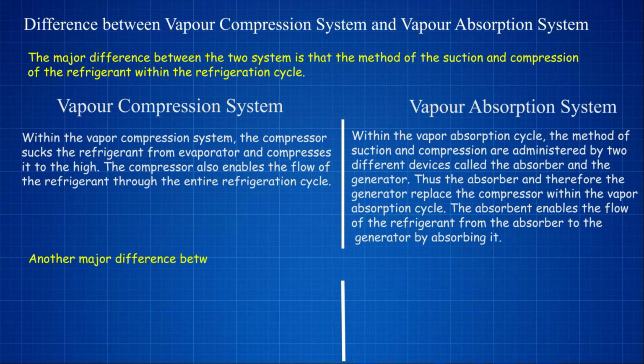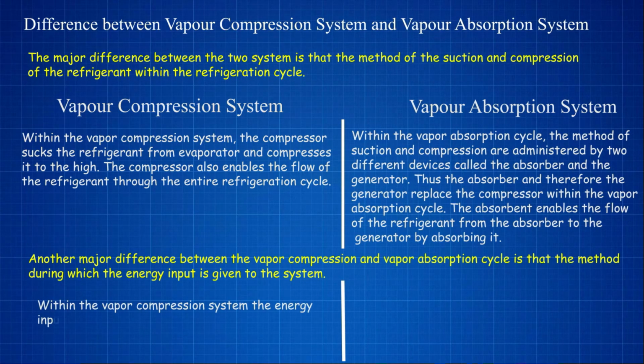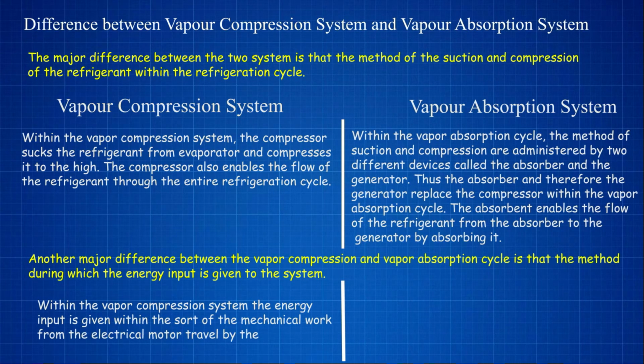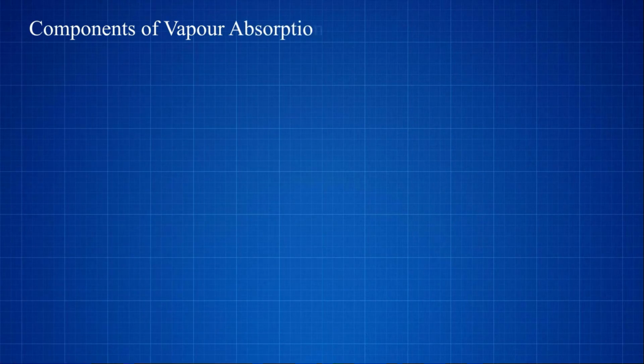Another major difference between the vapor compression and vapor absorption cycle is the method by which the energy input is given to the system. Within the vapor compression system, the energy input is given in the form of mechanical work from the electrical motor driven by electricity, but within the vapor absorption system, the energy input is given in the form of heat. Components of vapor absorption system.